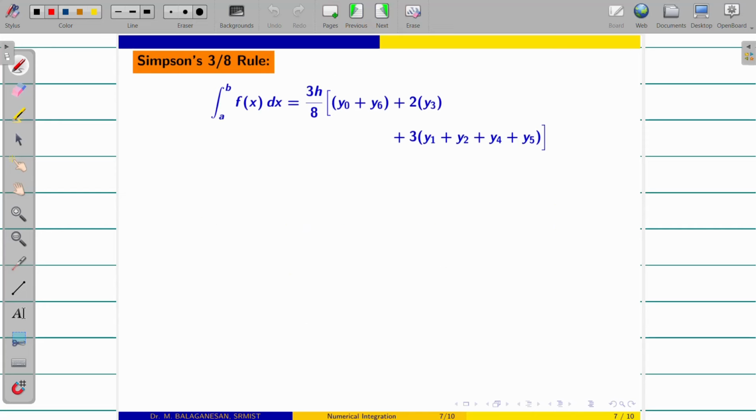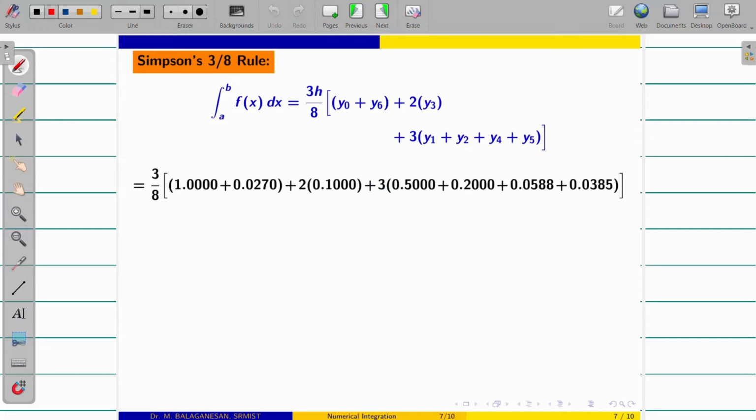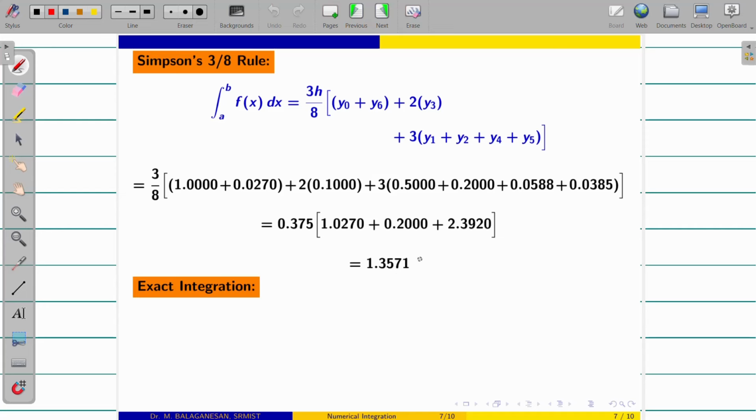Then Simpson 3/8 rule. It is 3h by 8, first value plus last value plus twice of the multiples of 3, plus 3 times the rest of the values. What is the rest of the values? y0 is here, so it will be y1, and y2 is not there, plus y2, plus y3 is here already, so y4 and y5 are missing. So that's it, everything is out. Take the values from the table. You can proceed in the similar way for the final answer.